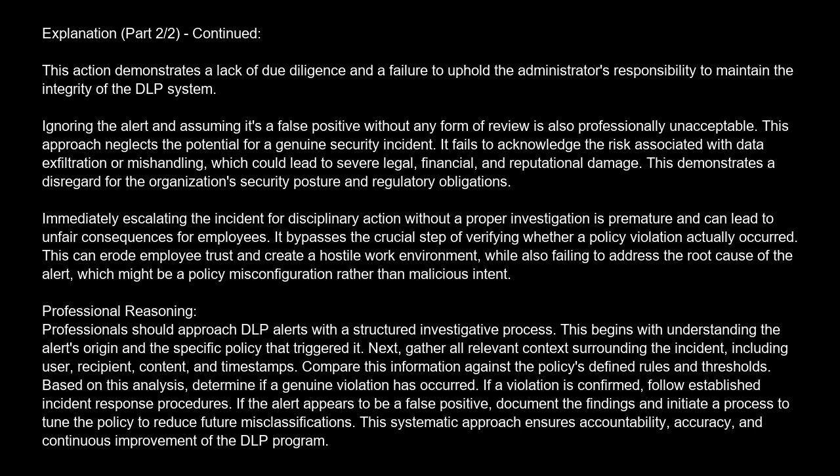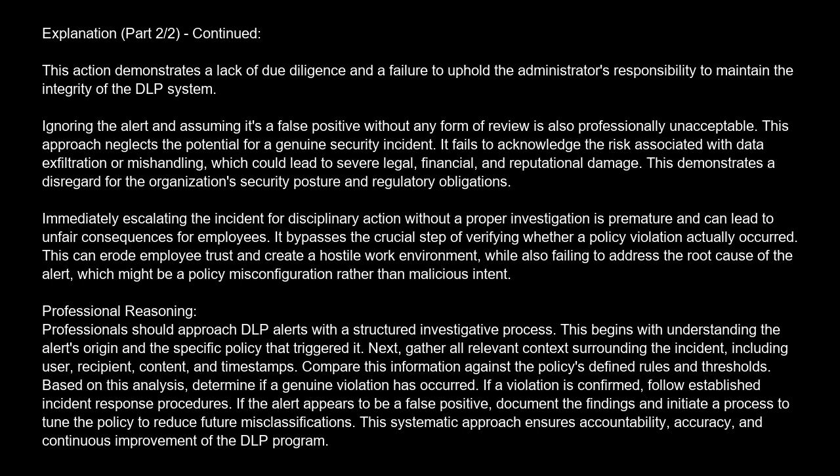Ignoring the alert and assuming it's a false positive without any form of review is also professionally unacceptable. This approach neglects the potential for a genuine security incident. It fails to acknowledge the risk associated with data exfiltration or mishandling, which could lead to severe legal, financial, and reputational damage. This demonstrates a disregard for the organization's security posture and regulatory obligations.